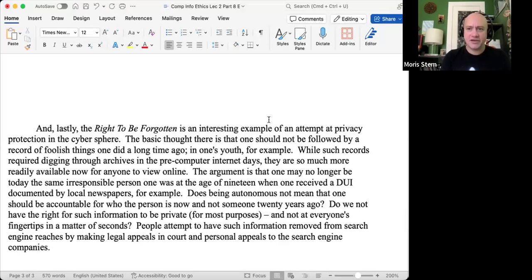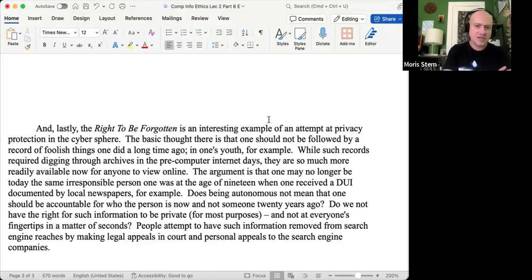And lastly, in this section, let us discuss the right to be forgotten. It is an interesting example of an attempt at privacy protection in the cybersphere. The basic thought there is that one should not be followed by a record of foolish things one did a long time ago, in one's youth, for example. While such records required digging through archives in the pre-computer internet days, they are so much more readily available now for anyone to view online.